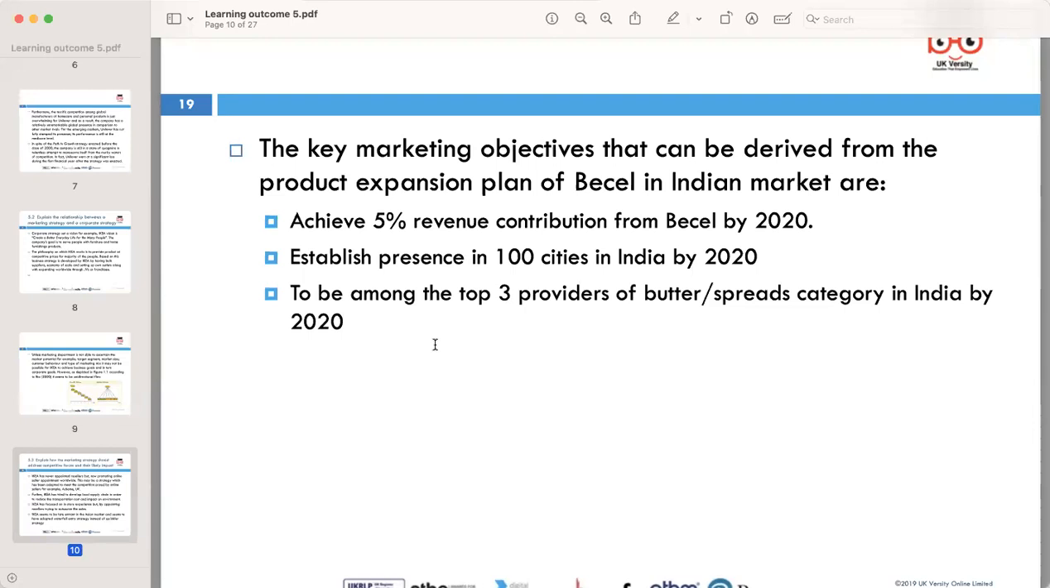So the key marketing objectives derived from Becel's product expansion plan in the India market are as follows: achieving 5% revenue contribution from Becel by 2020, then presence in 100 cities in India by 2020, and aiming to be among the top 3 providers in the butter spreads category in India by 2020. So these objectives align with Becel's expansion goals and will guide its marketing efforts in the Indian market.